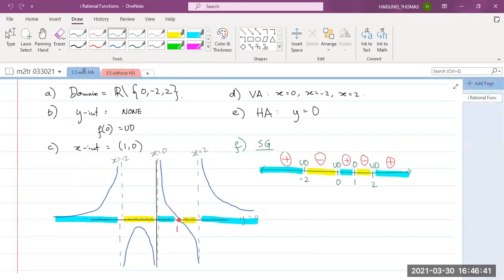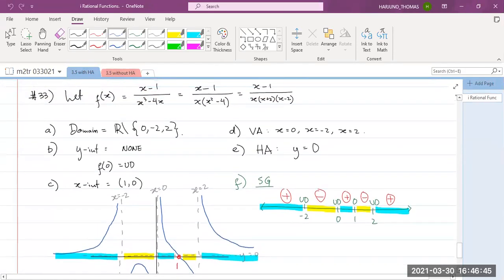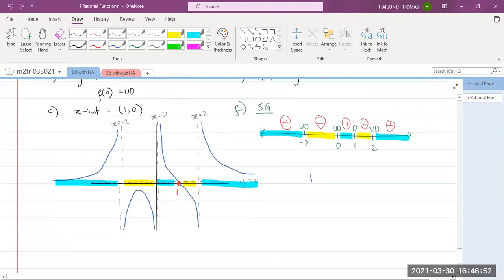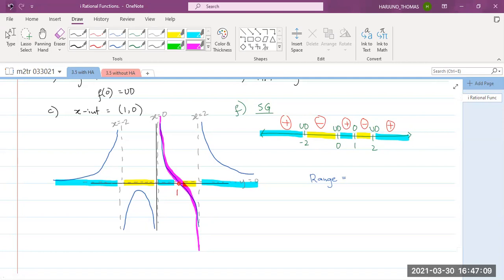Like say the one here. I go back to the question we did with horizontal asymptote at y equals 0. What is the range for this function? You just need to look at this piece here. This goes from positive infinity to negative infinity, right? So using that one piece of the graph only, we know the range will be all real numbers.